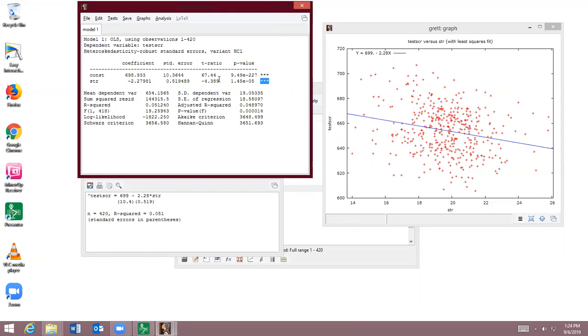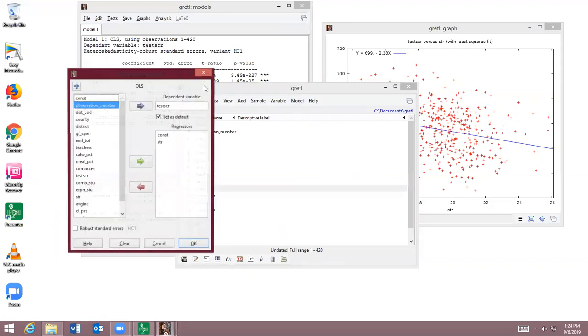But we don't need the stars. The stars are like cheat codes, right? We understand what the t ratio means, and we understand what to compare it to in order to figure out, how do I believe this coefficient estimate? Do I really think that there's around a negative 2.28 impact on the test score for every one increase in the student-teacher ratio? And so I would say, yes, I do believe that.